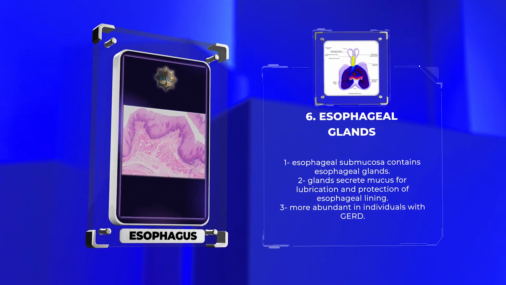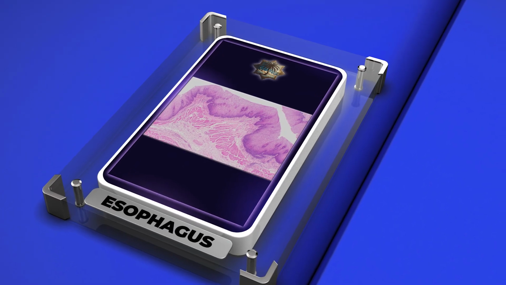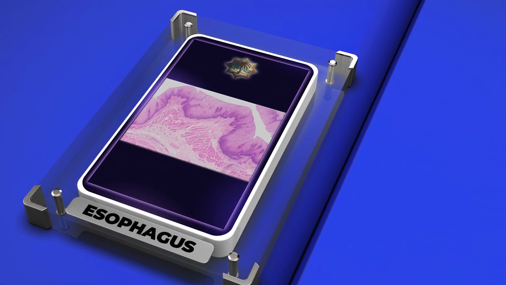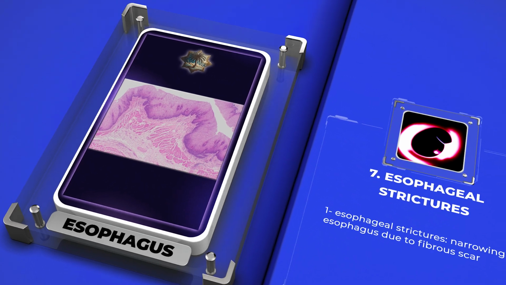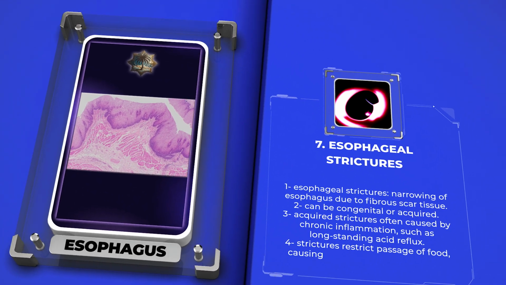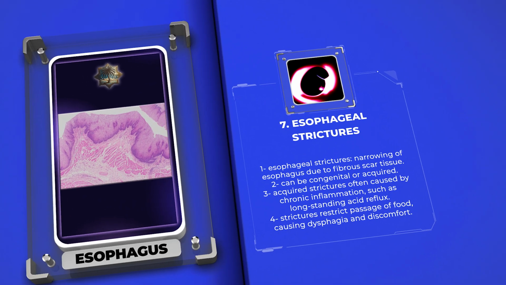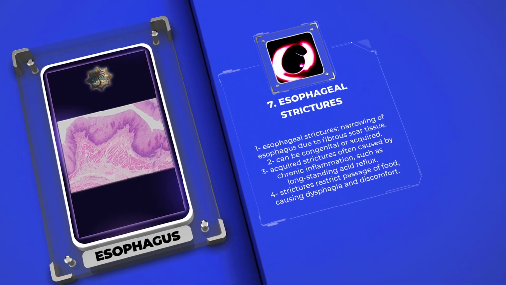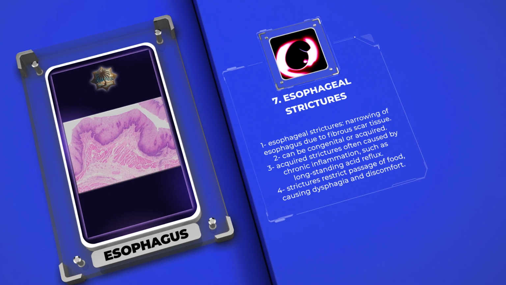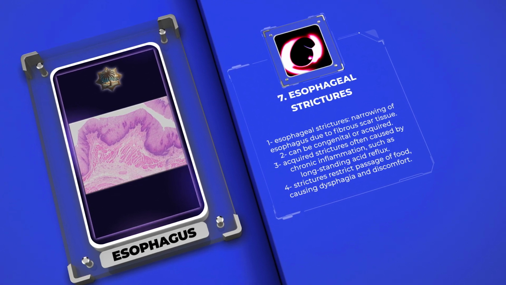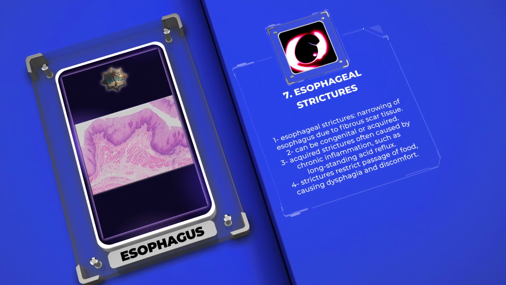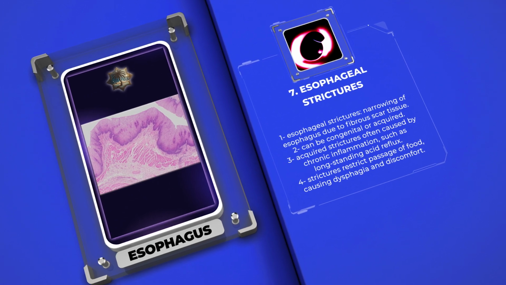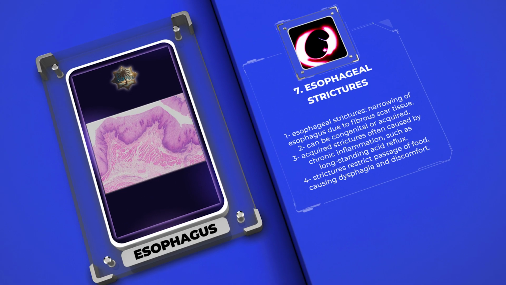Esophageal strictures refer to the narrowing of the esophagus due to the gradual development of fibrous scar tissue. This condition can be congenital or acquired, with the latter often caused by chronic inflammation, such as in patients with long-standing acid reflux. The stricture restricts the passage of food, causing dysphagia and discomfort. Histologically, strictures display fibrotic changes, along with inflammation and alterations in the normal epithelial architecture.